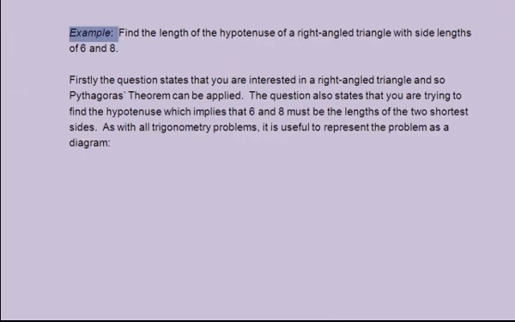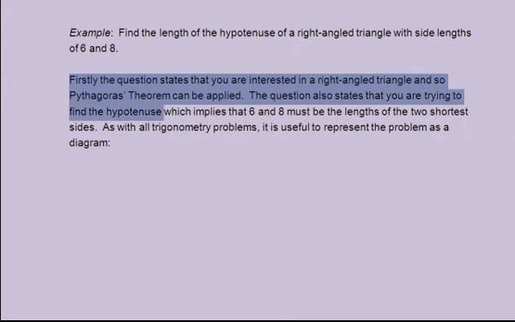Let's do an example. Let's find the length of the hypotenuse of a right-angled triangle with side lengths 6 and 8. Firstly, the question states that you are interested in a right-angled triangle, and so Pythagoras' theorem can be applied. The question also states that you are trying to find the hypotenuse, which implies that 6 and 8 must be the lengths of the two shortest sides.